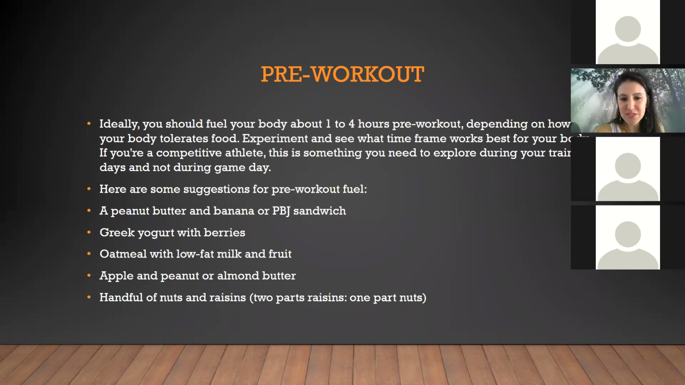But some suggestions of pre-workout fuel is a peanut butter and jelly sandwich. Hopefully it's on whole grain. Hopefully you're getting peanut butter that doesn't have added sugar and oils in it. So you're getting the protein, fat, and carbs all in that one meal. Greek yogurt with berries, you're getting protein in the yogurt, you're getting carbs from the berries. Oatmeal, low-fat milk, and fruit, same thing. So this is just the example.